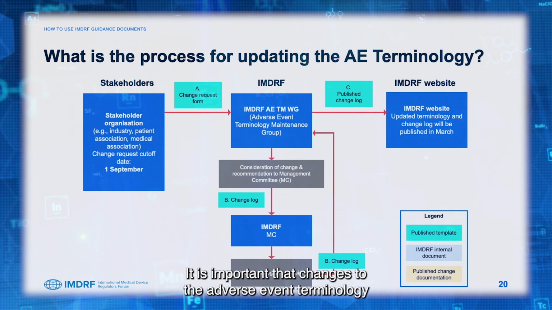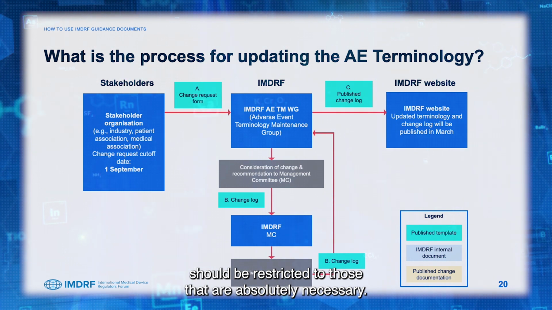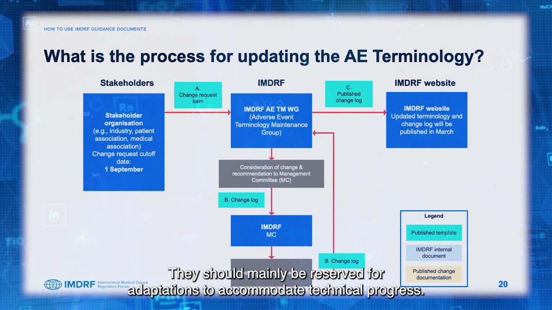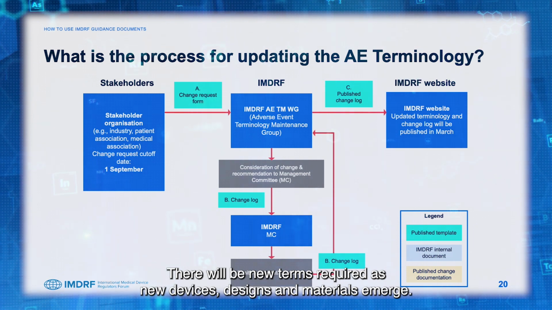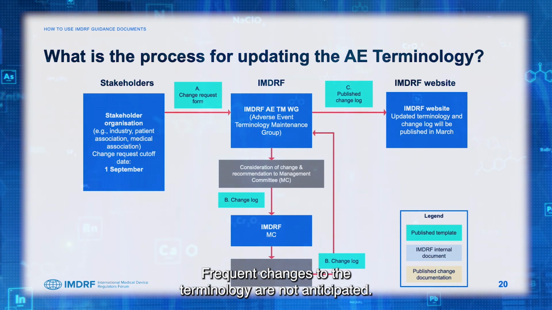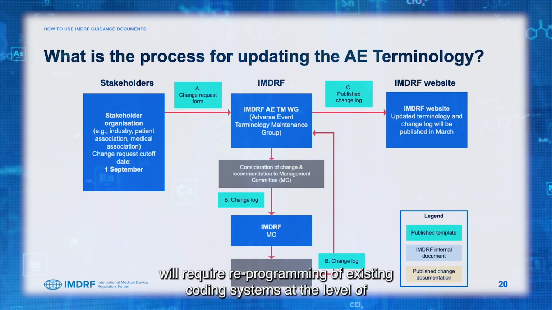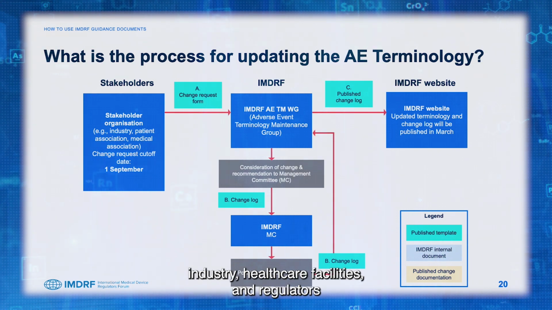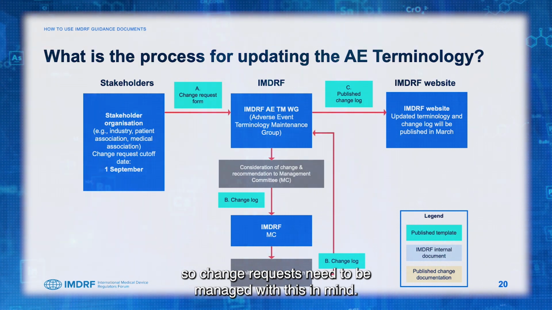It is important that changes to the adverse event terminology should be restricted to those that are absolutely necessary. They should mainly be reserved for adaptations to accommodate technical progress. There will be new terms required as new devices, designs, and materials emerge. Frequent changes to the terminology are not anticipated. Any changes for involved parties and end users will require reprogramming of existing coding systems at the level of industry, healthcare facilities, and regulators, so change requests need to be managed with this in mind.